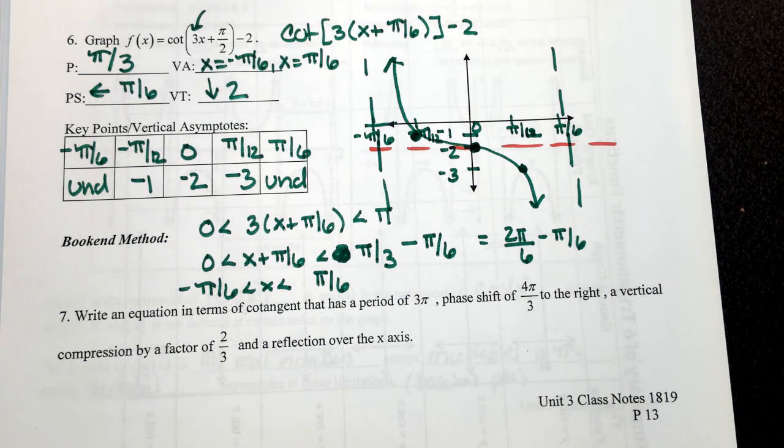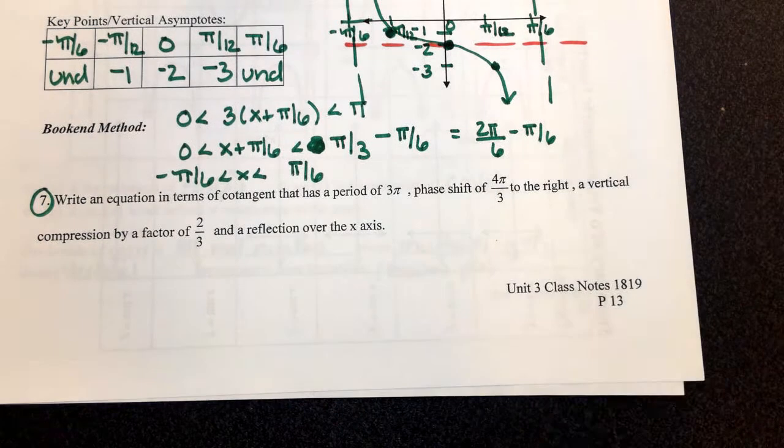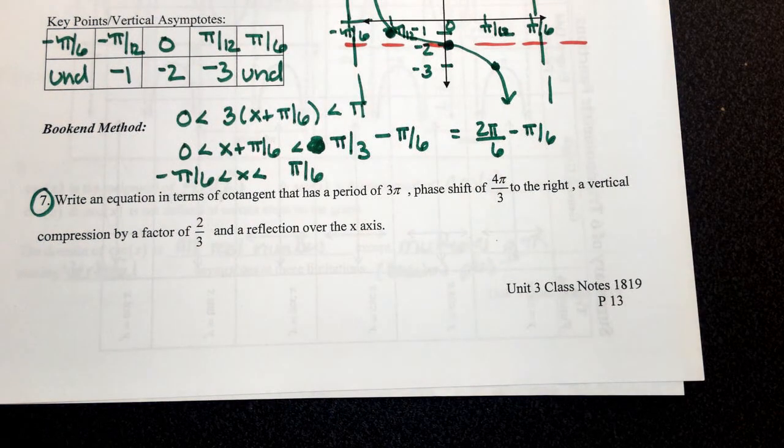So any questions, guys, on graphing the cotangent? You guys go ahead and see if you can do problem number 7. You write the equations of a cotangent just like you do for the tangent we did the other day.